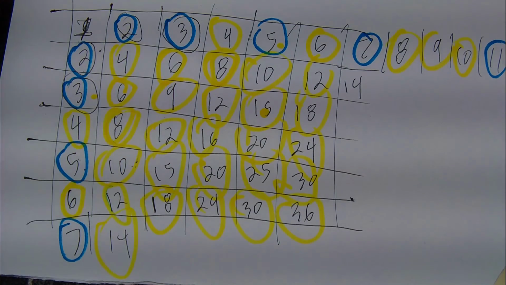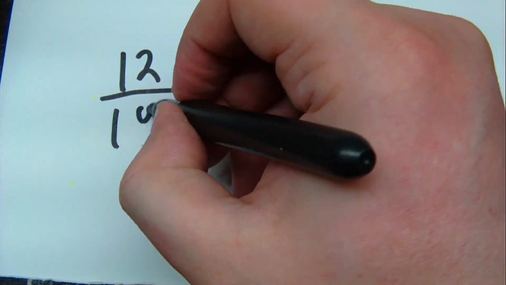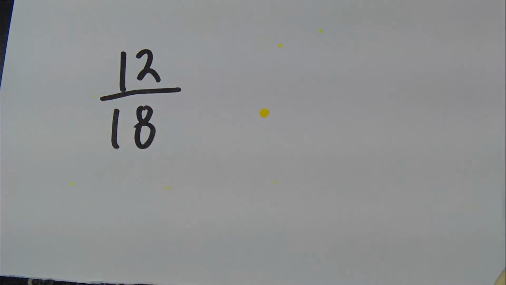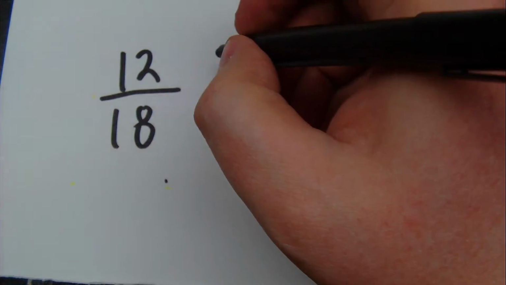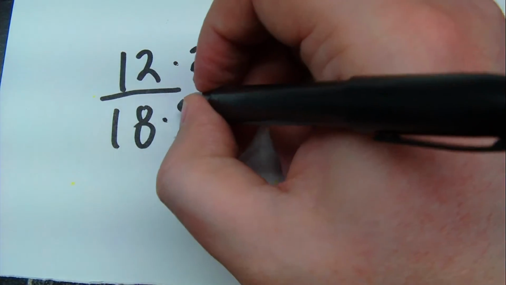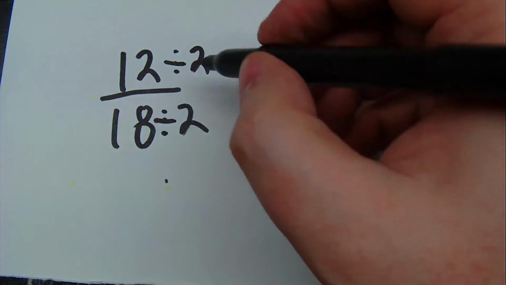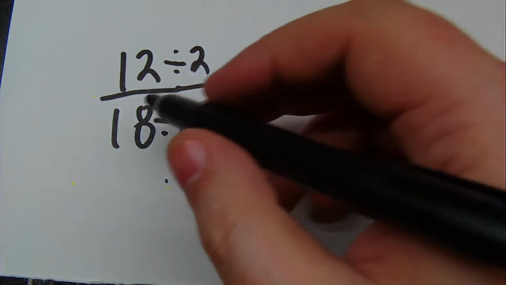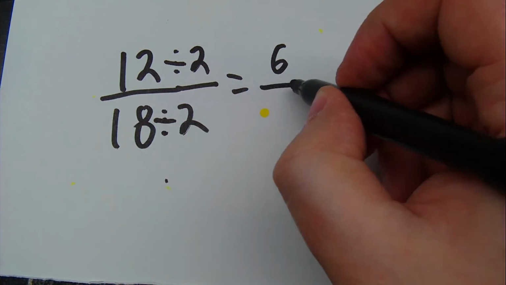Now once I have my primes, I can use those to help factor out and simplify a fraction. Let's pretend for a moment that I have 12/18, and that's a fraction that I have. Now the 12 and the 18 are both even numbers, so I know that I can get a 2 out of that. I can divide both of those by 2. So 12 divided by 2 is going to be a 6, and 18 divided by 2 is going to be a 9.